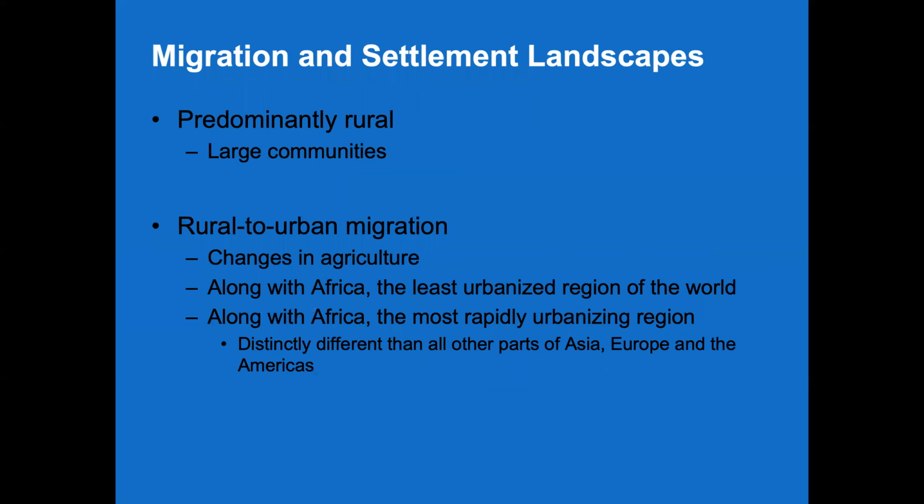So let's look at some of the migration settlements and landscapes. Most of the migration is rural to urban. So this region, along with Africa, is the least urbanized, but it's also the youngest after Africa. So they are distinctly different than all other parts of Asia, Europe, and the Americas. So when you think about this particular region in Asia, along with Africa, primarily sub-Saharan Africa.